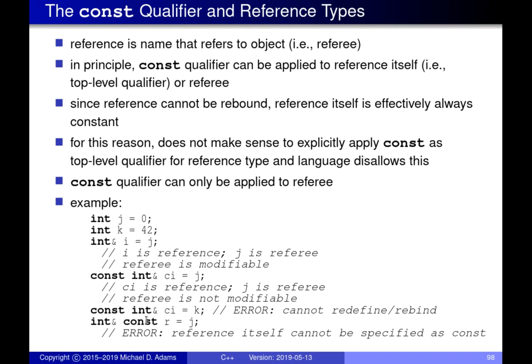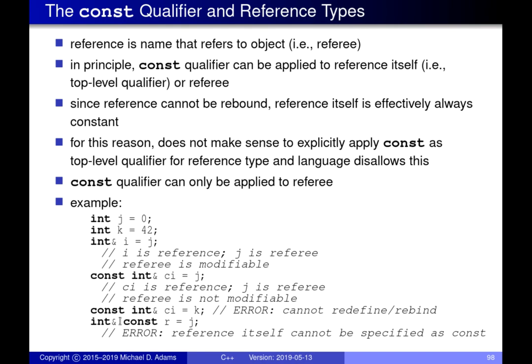Then in the last line here, we have a reference called r, which is a constant reference to an integer. This const is trying to be applied to the reference itself. But as I mentioned before, in the language, references are always constant in the sense that you can't rebind them. Once you say a reference refers to something, it can't be changed. Therefore, the language says you don't put const there ever. You're not allowed to put const there. It's just understood that it's const, so it's implicitly always const.